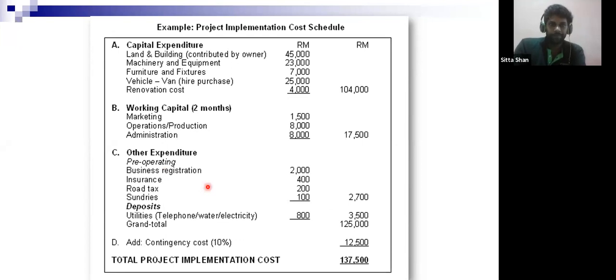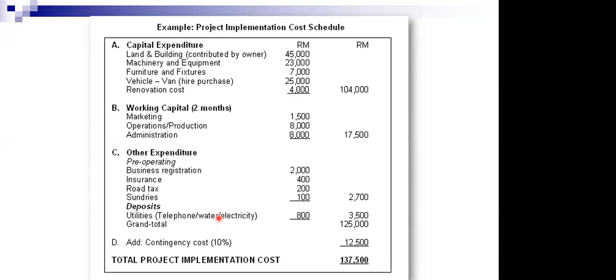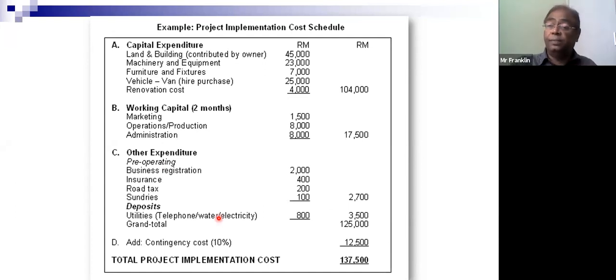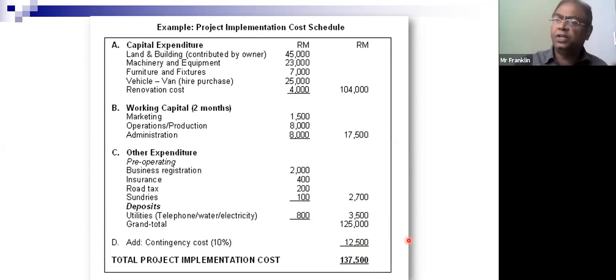Now, in accounting, you put deposits separately because a deposit is your money that you give to them, and they will give it back to you. So the telephone, electricity, and the fire department, all those you have to pay a deposit for, right? So grand total is 125,000. Contingency costs: something may happen, you don't know what can happen in the future. So you add 10%, 12,500. So what is the total cost of the business? 137,000.